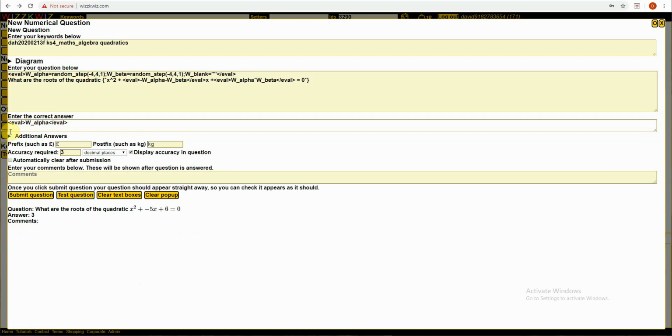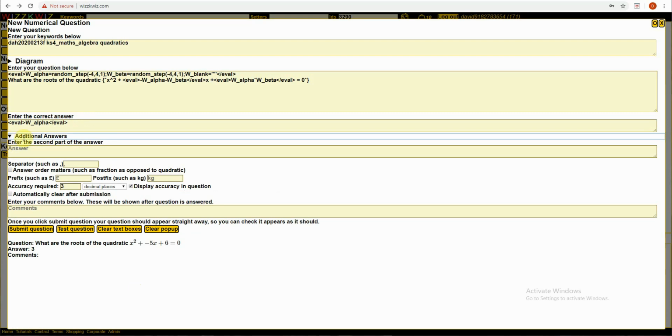Okay, and because this is a quadratic, we need an additional answer. So let's click that drop down and put in our other answer. Now, that's a bit weird, 1, 3. That's actually a 1 and a 3. So we've got to think about what these other things mean. We want a separator which separates the two answers. So in this case it might be comma space. Okay, so we've now separated the two answers, as you can see down here.